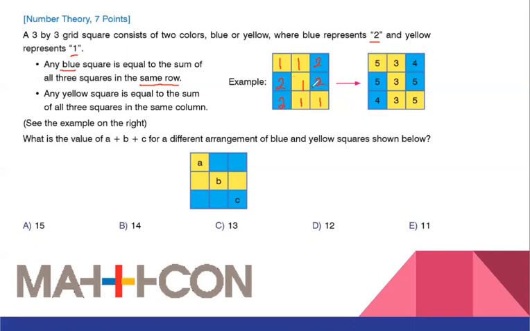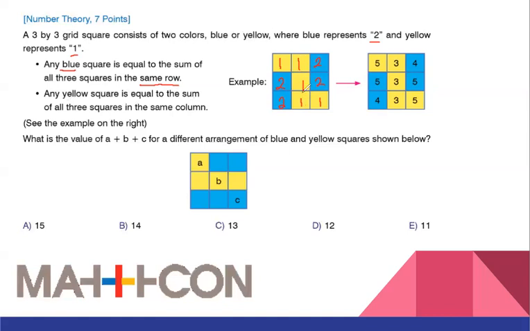When I add these three numbers, I will get 5. So any blue on that row will be written as 5, and this is also 5. And if you add these, that will be 4. So the blue one will be just 4, which is this one. And any yellow square is equal to the sum of the three squares in that column. When you add 1, 2, and 2, which is 5, anything on this column that is yellow will be 5. This is basically that 5.